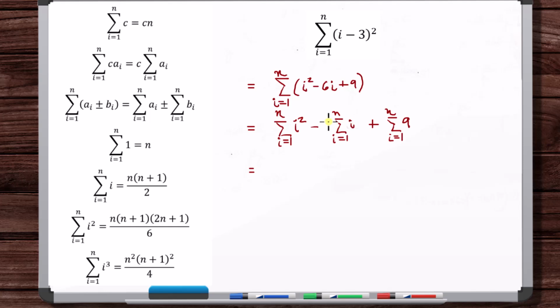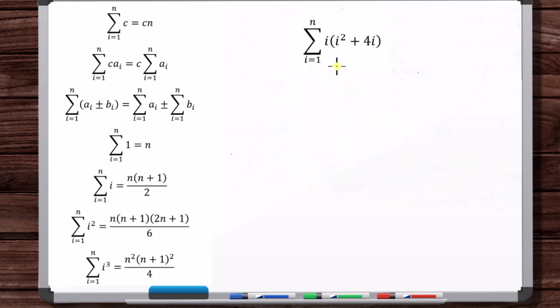Now we can take this 6 out, so let's do that. So now we've gotten to these properties. The i squared property is n, and then minus the 6 times i. Now that 9 is this property here, so 9n. There you go.